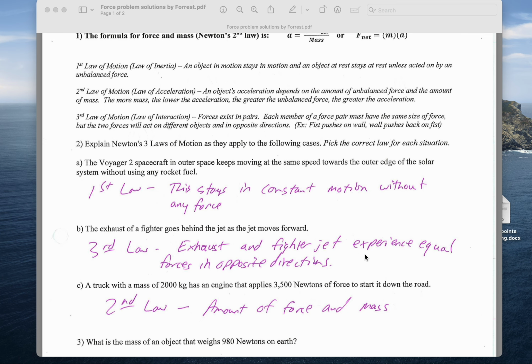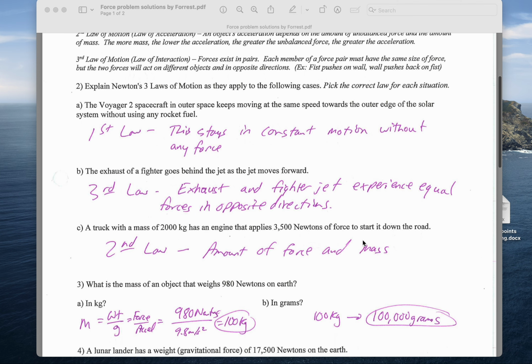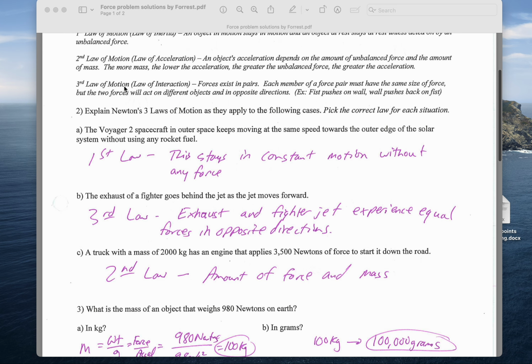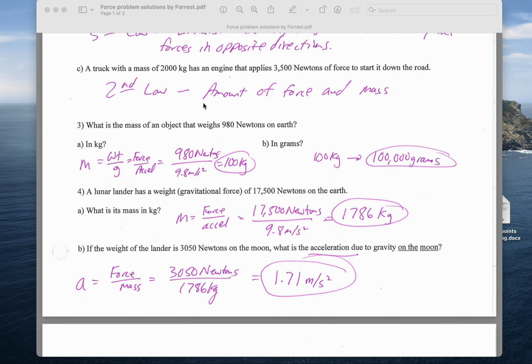If you remember in class, we did demonstrations with two people pushing on each other with those force plates. This one, a truck with a mass of 2,000 kilograms has an engine that applies 3,500 newtons of force to start it down the road. So that's looking at the amount of force and the amount of mass, so that relates most closely to Newton's second law of motion.